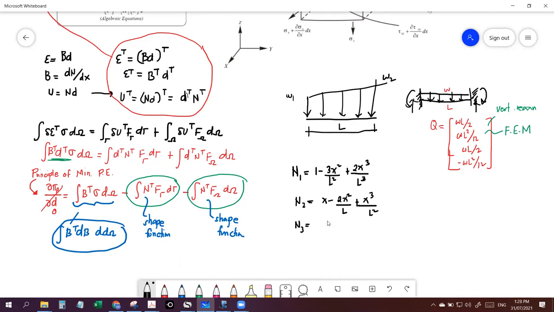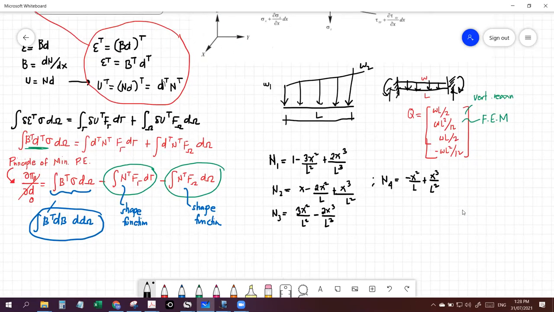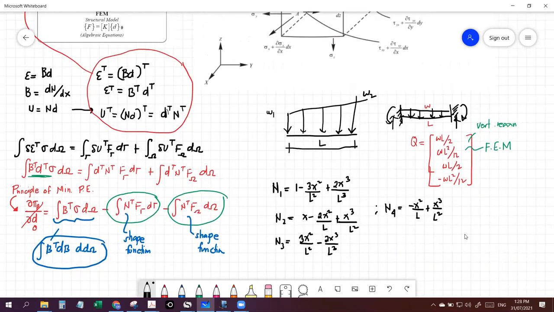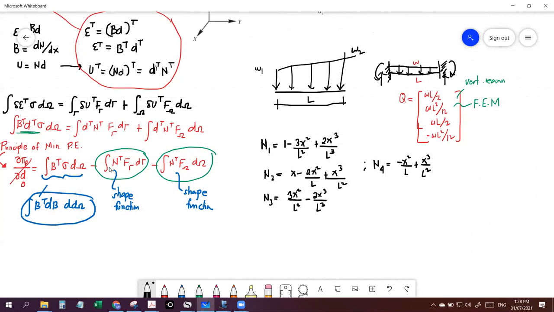N3 is equal to 3x squared over L squared minus 2x cubed over L cubed. Lastly, N4 is equal to negative x squared over L plus x cubed over L squared. So those are the shape functions for the beam. Following this, get the transpose and multiply.